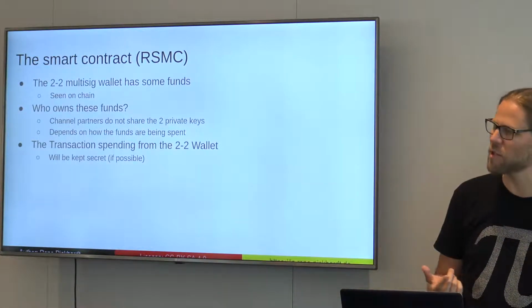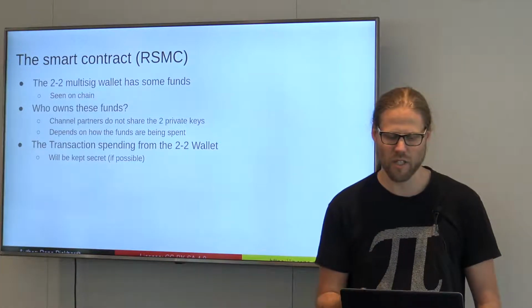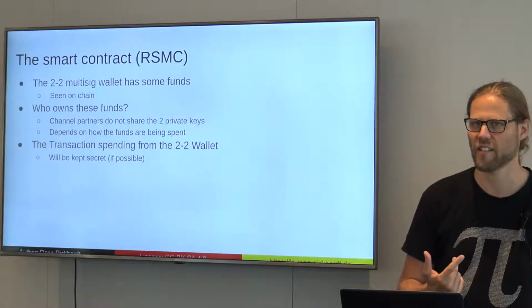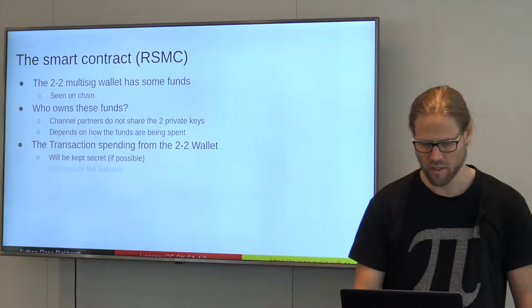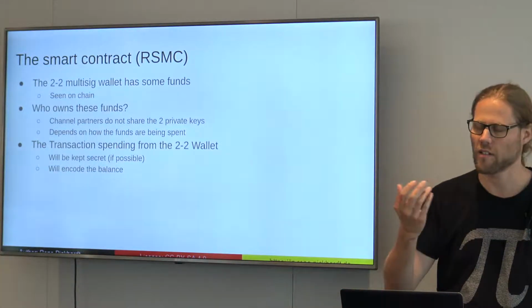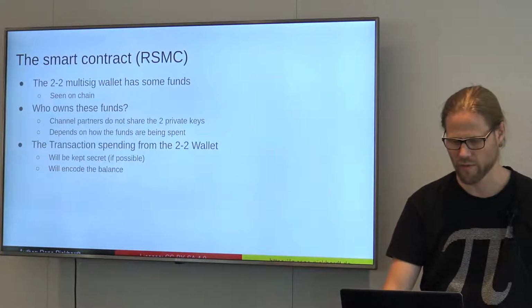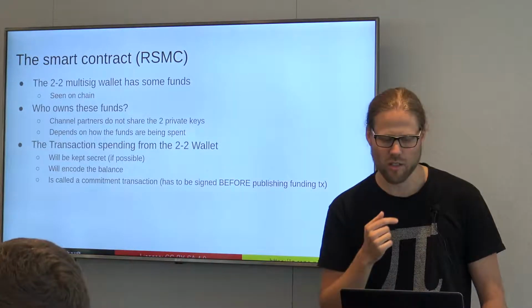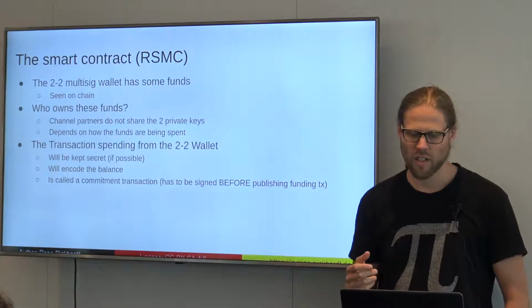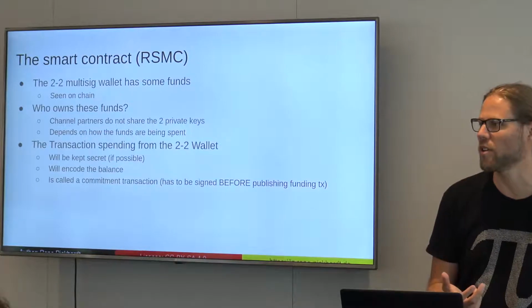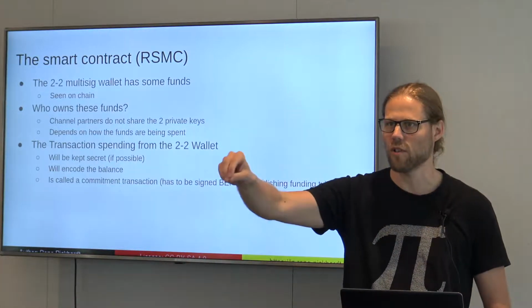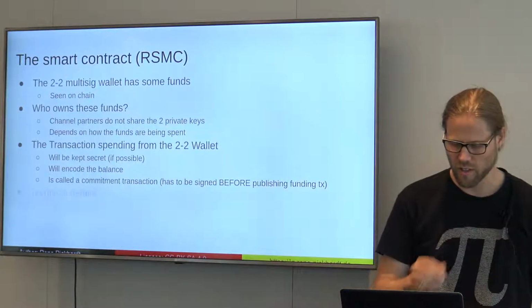So this particular transaction that defines ownership, we keep secret if possible, as long as possible. Basically, we never want this to be public. And this will encode the balance, as I just explained, 60-40 or 50-50 or whatever. And this transaction is called a commitment transaction. I think you all heard the term before. And it has to be signed before publishing the funding transaction. The funding transaction is the one that sends Bitcoin to this 2 of 2 multisig wallet.